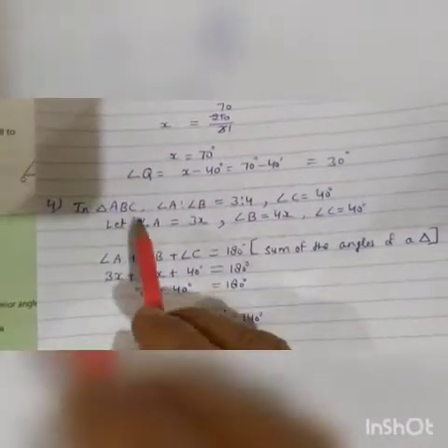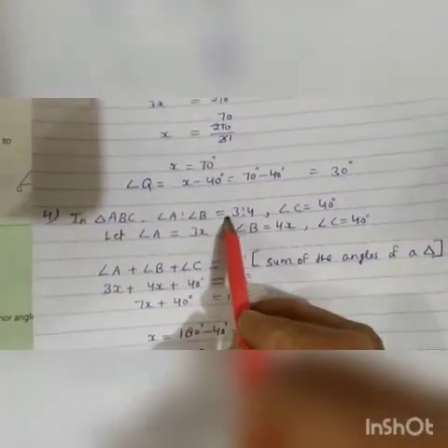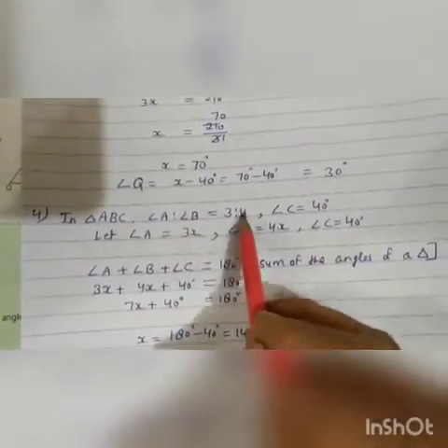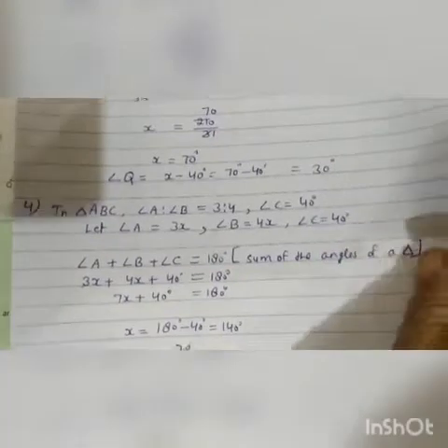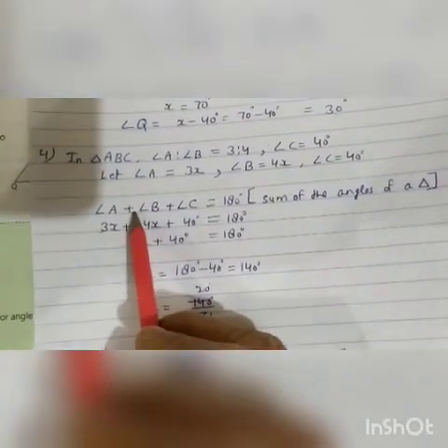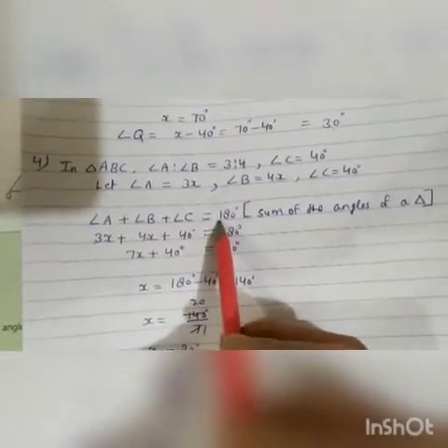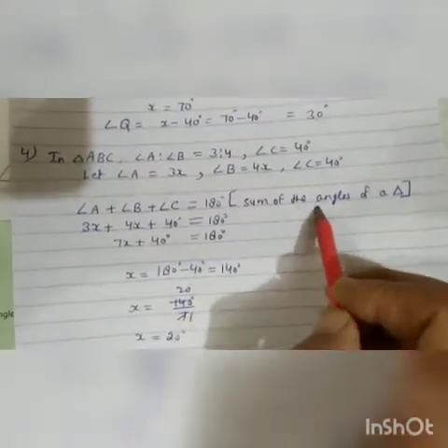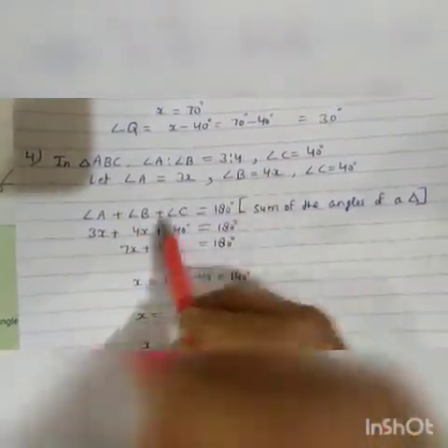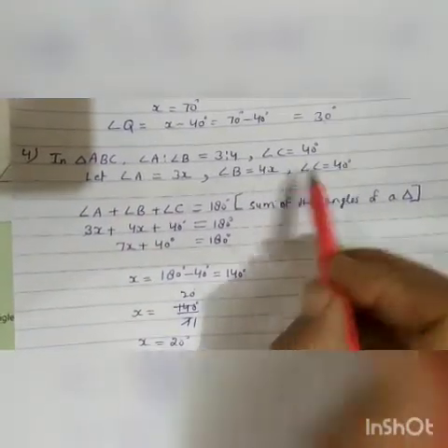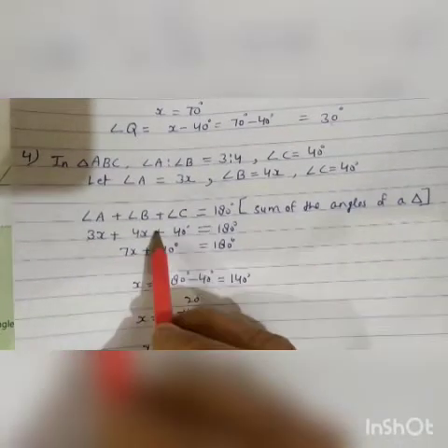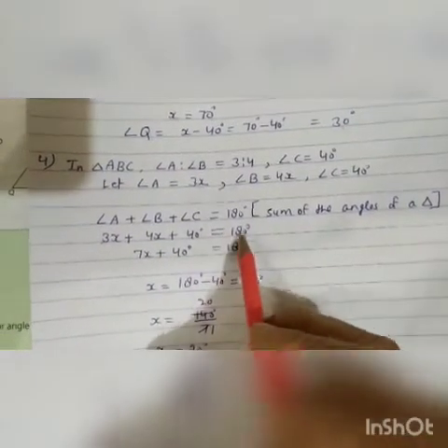See, angle A ratio angle B is equal 3:4. So, let angle A is equal 3x and angle B is equal 4x. Angle C is 40 degree. Now, angle A plus angle B plus angle C is equal 180 degree. Sum of the angles of a triangle. A is 3x, then plus B is 4x, plus C is 40 degree equal 180. 3x plus 4x is 7x plus 40 equal 180 degree.